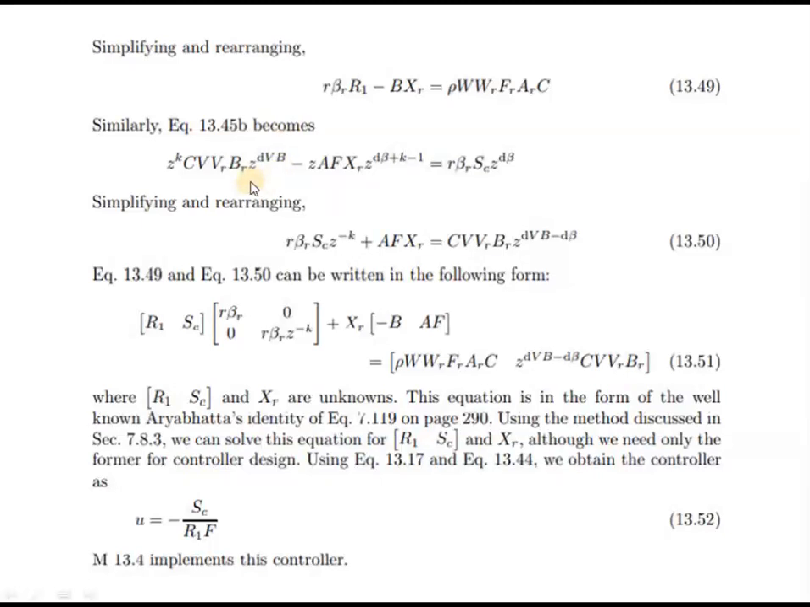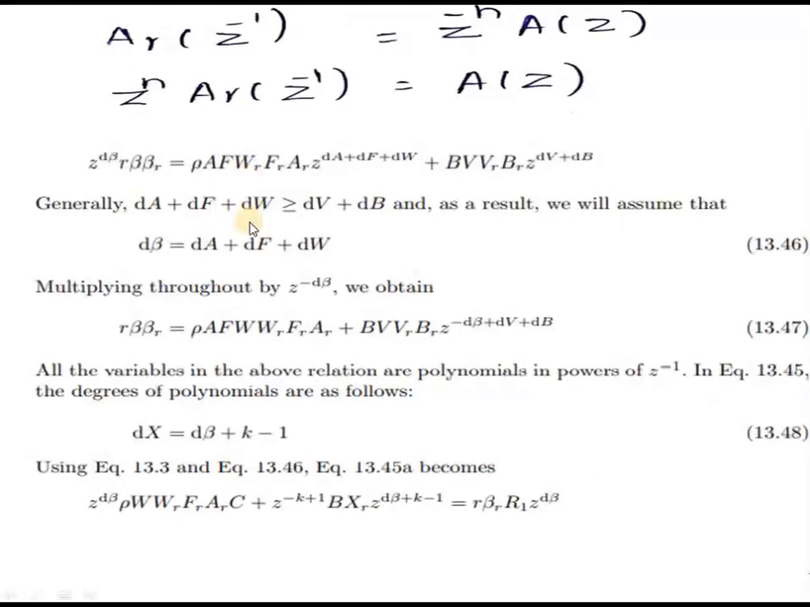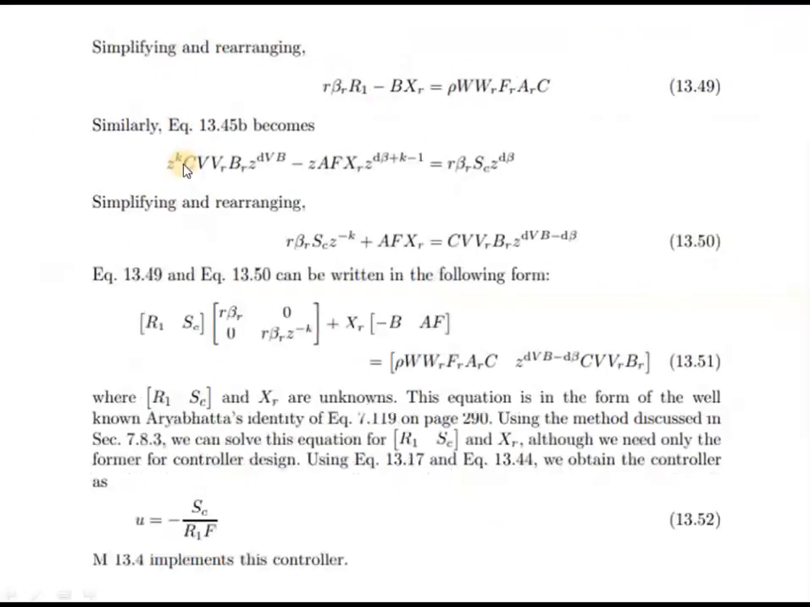Now see here, you can see this 14.45b equation becomes z raised to k c into v. Previously this is v star and b star, and instead of this v star and b star we have just written vr into br. Z raised to, we have just combined these terms of v and b.